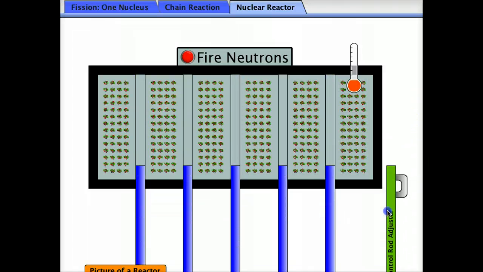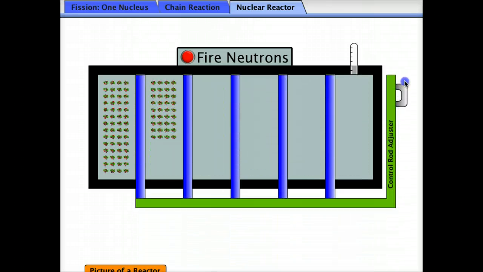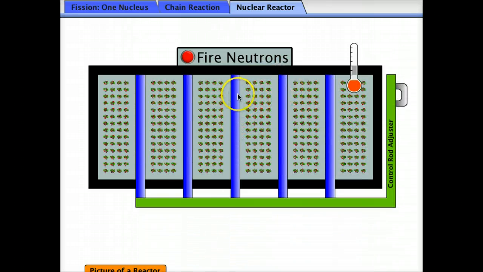This feature here is the control rods. The control rods are needed to actually control the rate of reaction. If I have the control rods fully inserted and I try and start the reaction, it rapidly comes to a halt because these control rods absorb neutrons.